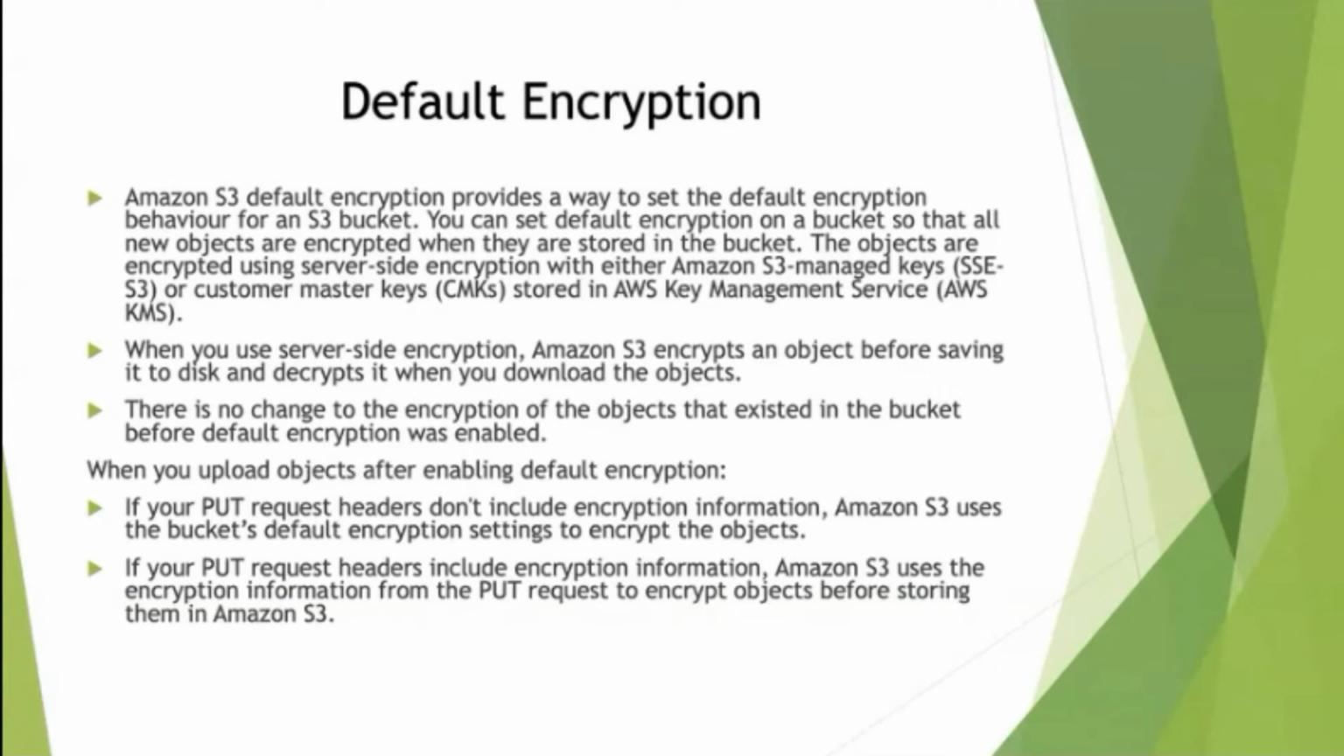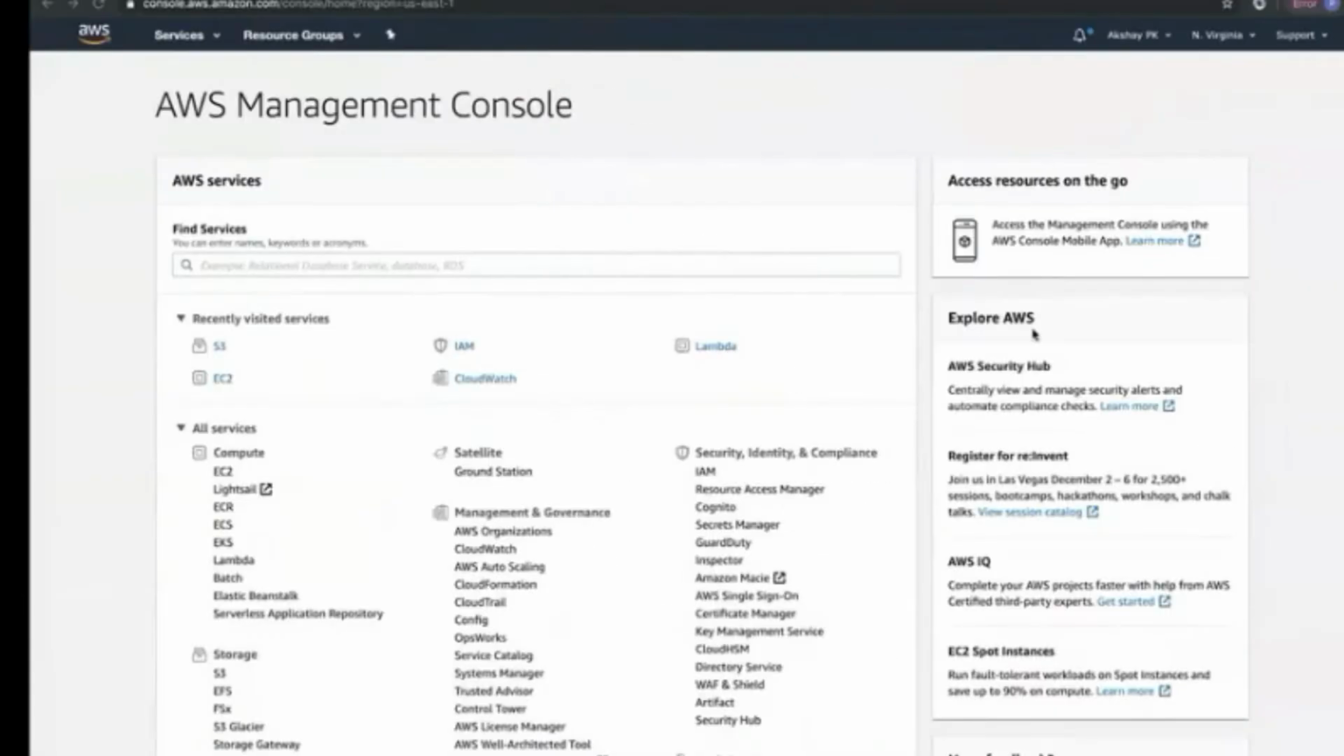And then if you're uploading objects to an S3 bucket with default encryption enabled, and your put request headers do not contain any kind of encryption information, Amazon S3 uses the bucket's default encryption settings that you have enabled on the bucket. Or if you present any kind of encryption information, then S3 uses that encryption information that you present through the put request headers. Okay. So now let's go back to the AWS console.